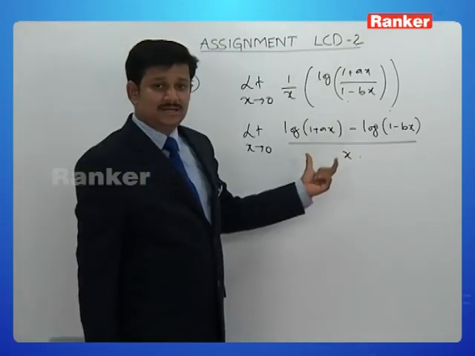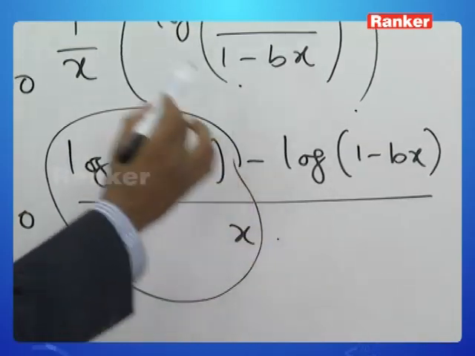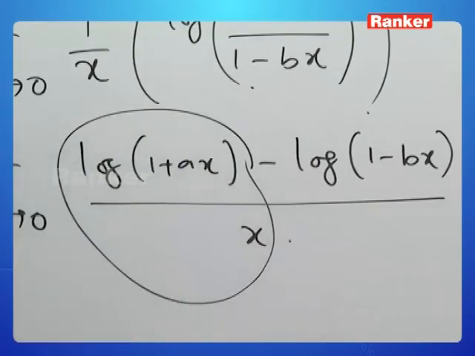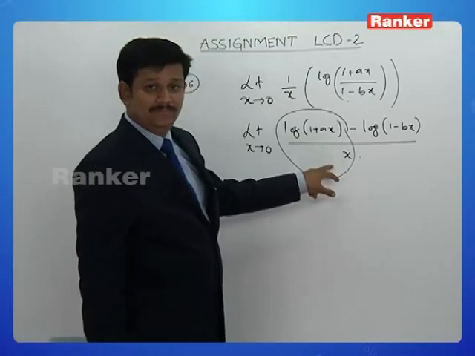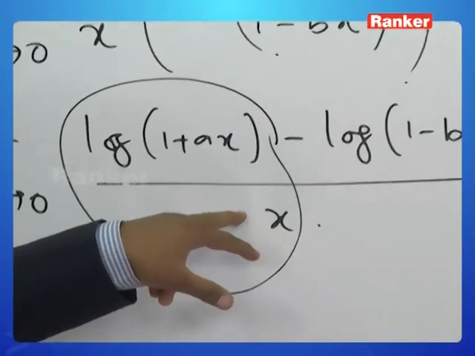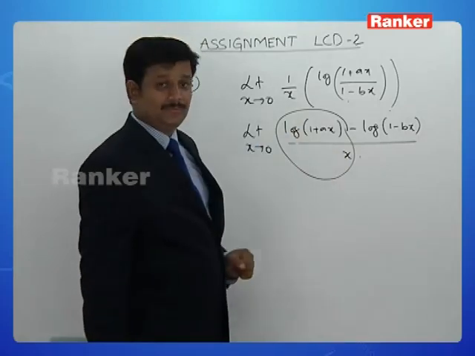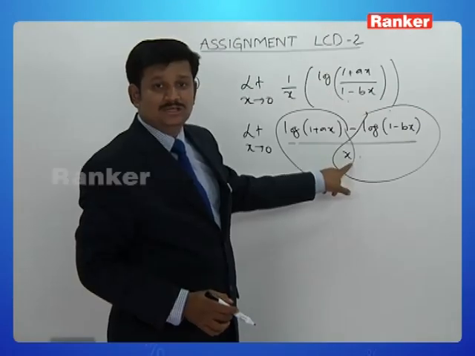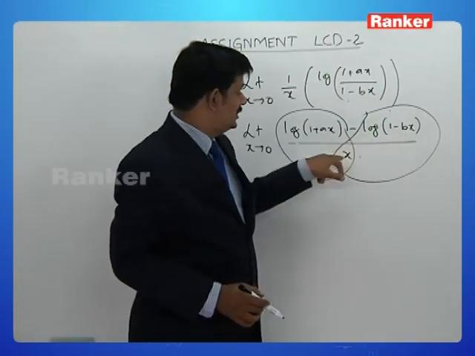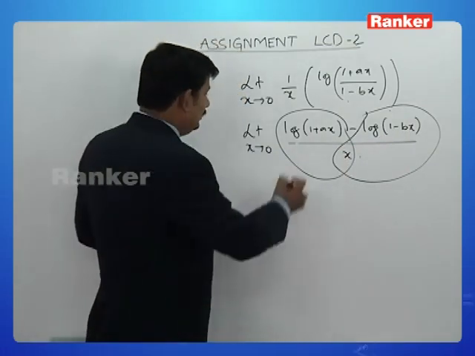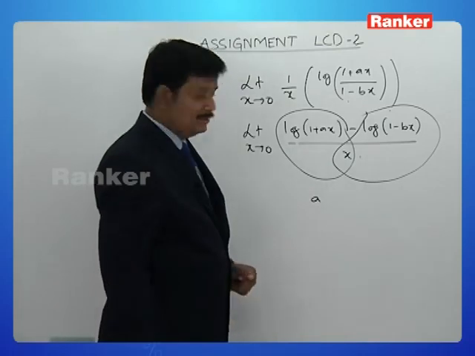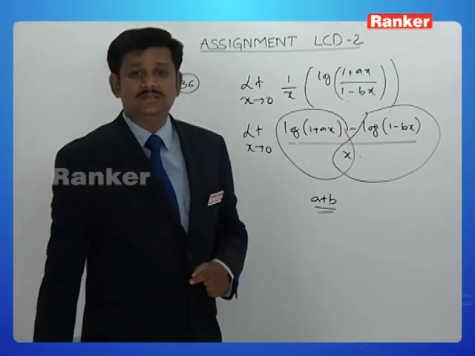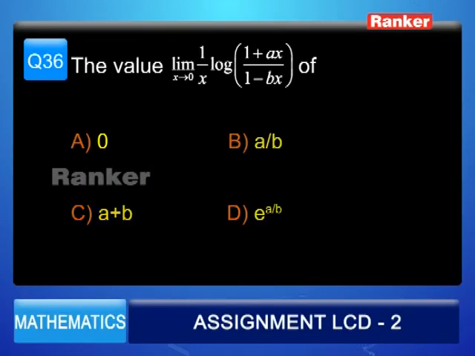Now, we can see a standard limit here. Log of 1 plus ax divided by x is a. We know log of 1 plus x by x is 1. For 1 plus ax by x, we can multiply and divide by a, it becomes a. And similarly, log of 1 minus bx by x is minus b. Now, we have one limit to be a and the other part to be minus b, and minus of minus b is plus b. So, our answer is a plus b, which is option C.